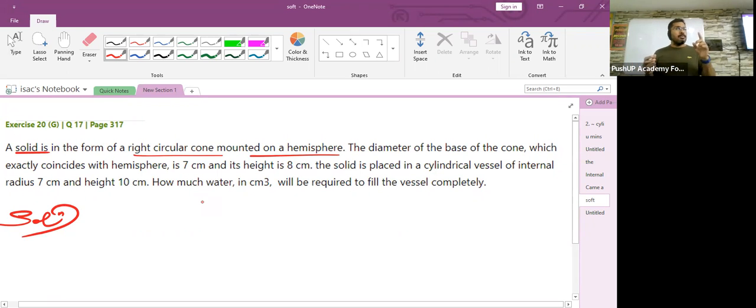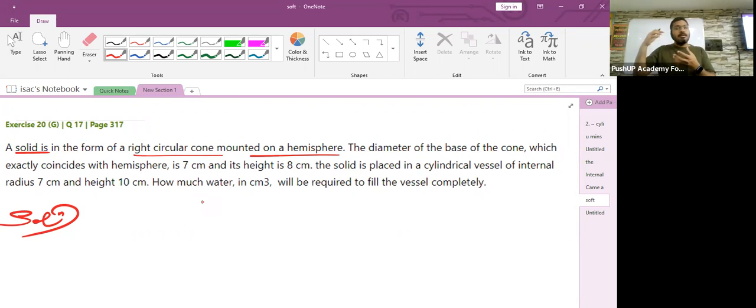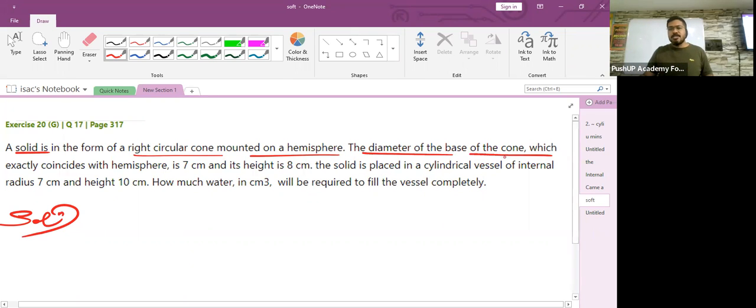No. I told you, when it is simply mentioned as mounted, the radius of the base of the first solid and the second solid may be equal, or it may not be equal. If it is equal, they will make an effort to mention that in the next sentence, children. I think they have taken an extra effort in mentioning that. The diameter of the base of the cone, which exactly coincides with hemisphere. You people don't have the patience to read also.